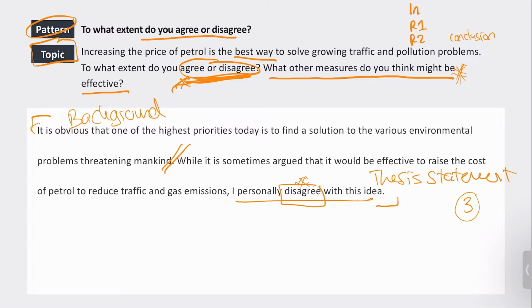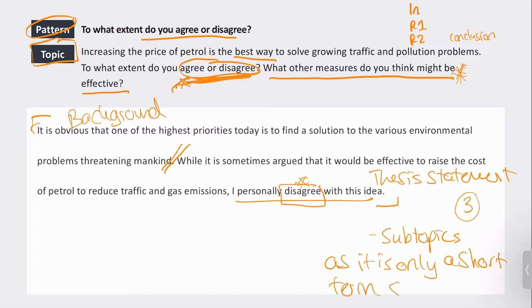Okay, so if they wanted to add a little bit more in, I always suggest adding in what we call the subtopics, which is giving a hint as to why you disagree with it, some of the reasons why. So you might say, "I personally disagree with this idea as it is only a short-term solution." So you're giving a bit more of a hint and a bit more of a summary as to what you're going to talk about later on in the essay. But overall, I think this is a pretty strong introduction. The grammar is good, the vocabulary is good. Let's see what they've written next.